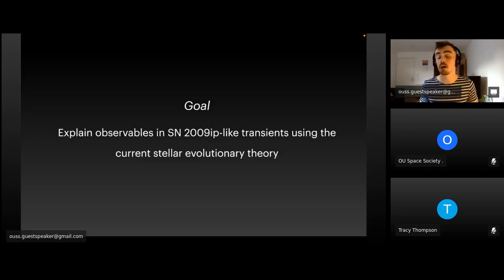So the goal of my work was to explain the observables, so the brightness changes and the spectral evolution, and the progenitors themselves of this group of transients, of 2009ip-like transients, using the current stellar theory, essentially trying to explain these objects without using some black magic.